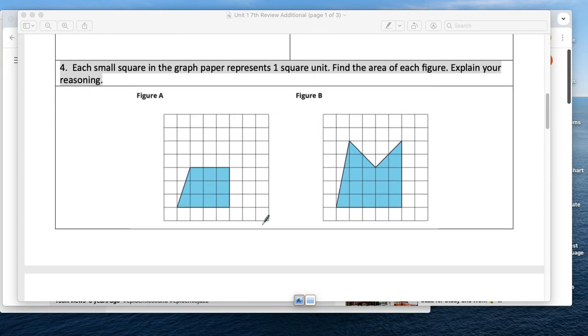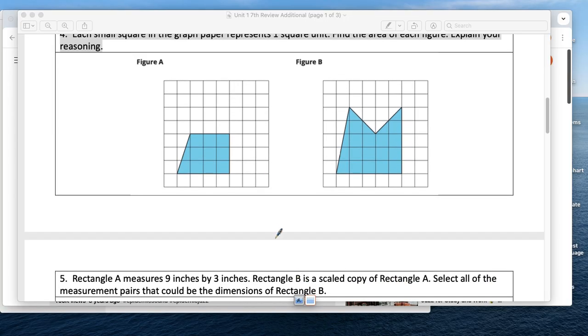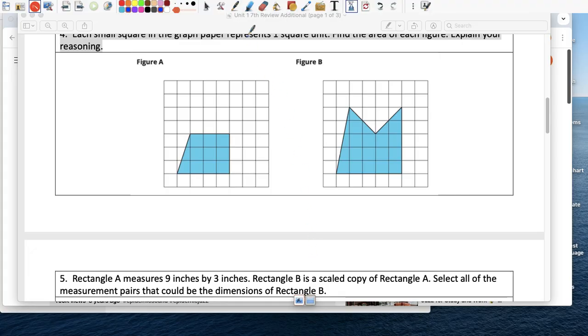Each small square in the bracket represents 1 square unit. Find the area. Okay, so how can we find it? Think about decomposing this into shapes that you are familiar with. If you don't know the formula for the area of a trapezoid, you don't even need it.